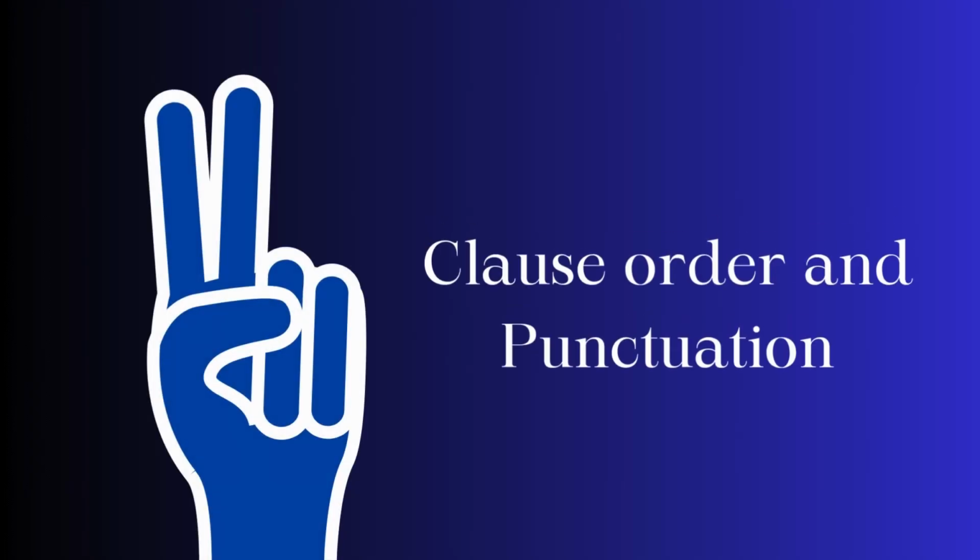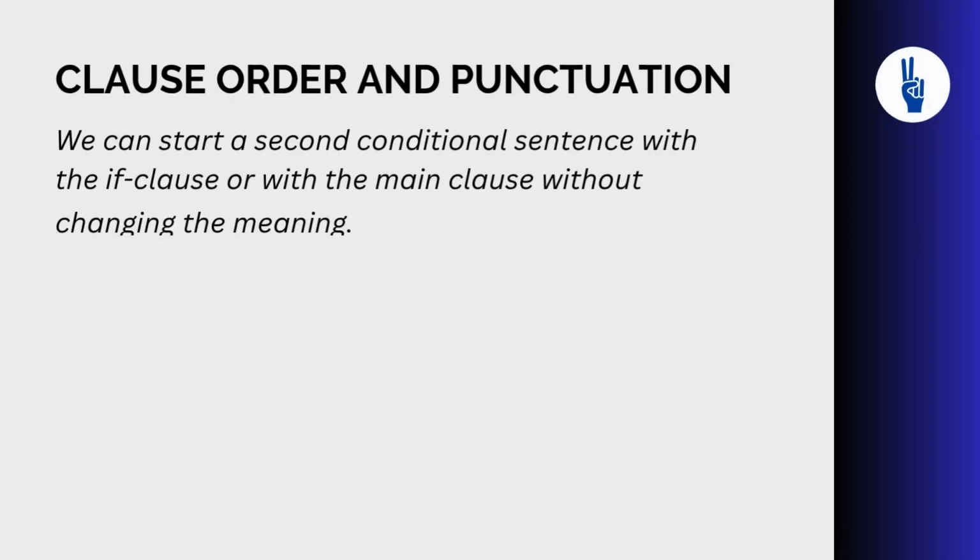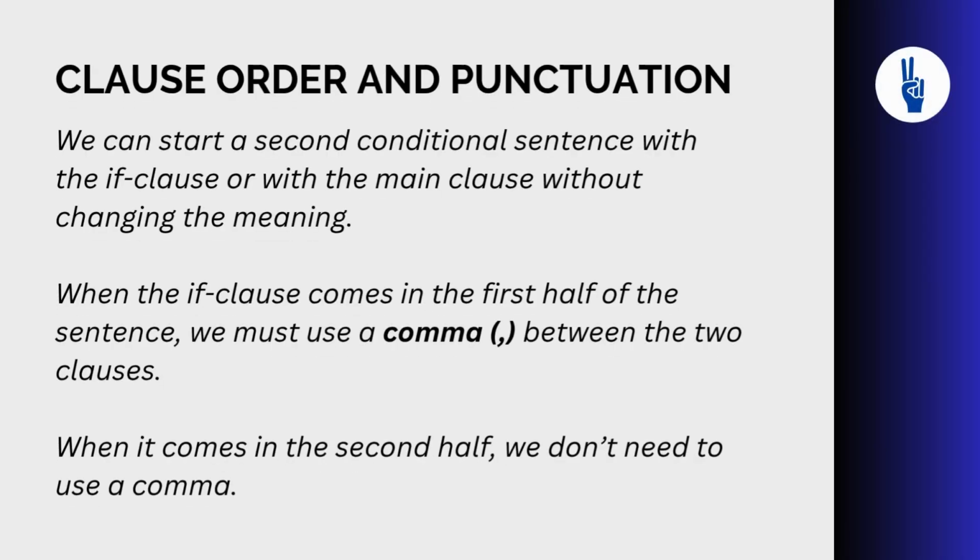Clause order and punctuation. We can start a second conditional sentence with the if clause or with the main clause without changing the meaning. When the if clause comes in the first half of the sentence, we must use a comma between the two clauses. When it comes in the second half, we don't need to use a comma.